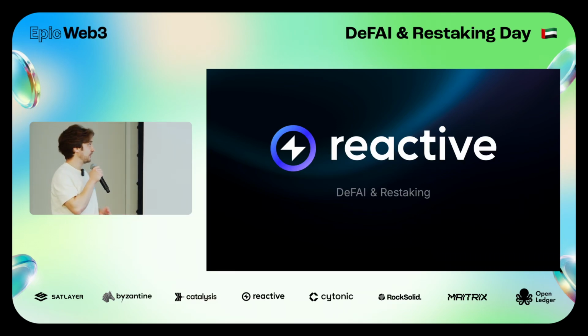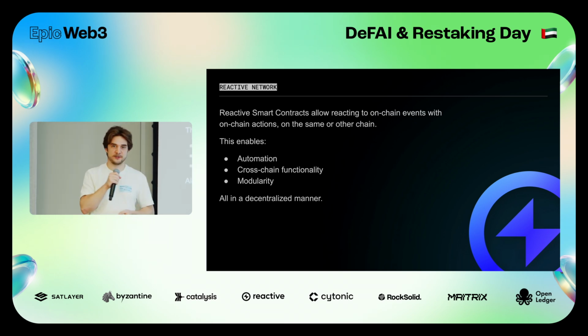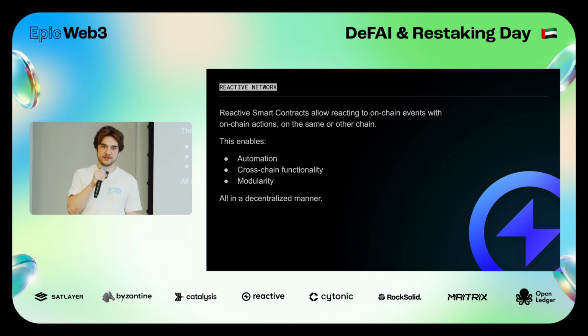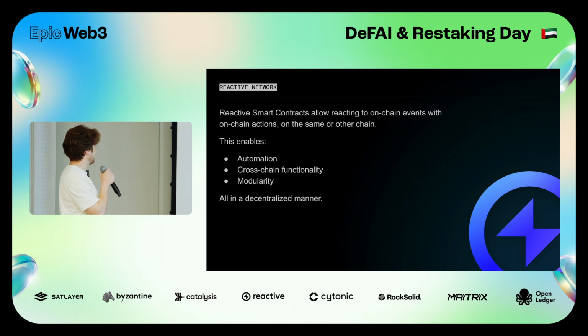I'm thrilled to share a bit about Reactive Network at DeFi and Restaking Day. What we do in Reactive Network is allow you to build reactive smart contracts which react to on-chain events with on-chain actions. And this generally enables three things. I will just list them now, and then I will put them in the context of restaking.